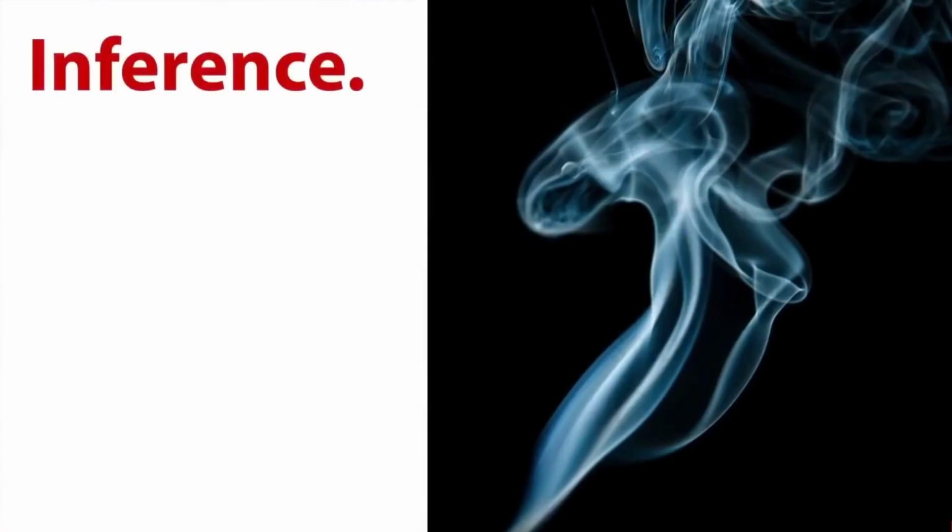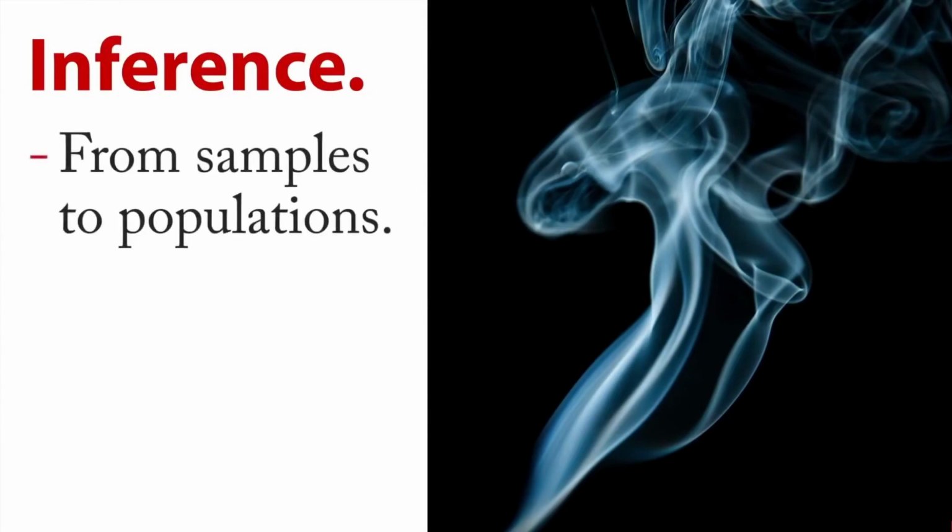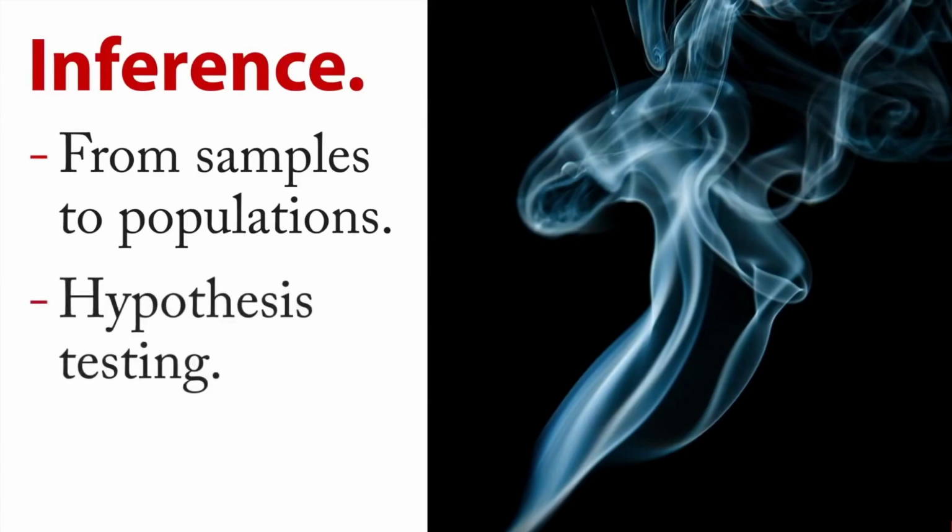Next, there's inference. I've got smoke here because you can infer things about the wind and the air movement by looking at patterns in smoke. The idea here is that you're trying to take information from samples and infer something about a population. You're trying to go from one source to another. One common version of this is hypothesis testing. Another common version is estimation, sometimes called confidence intervals. There are other ways to do it, but all of these let you go beyond the data at hand to making larger conclusions.